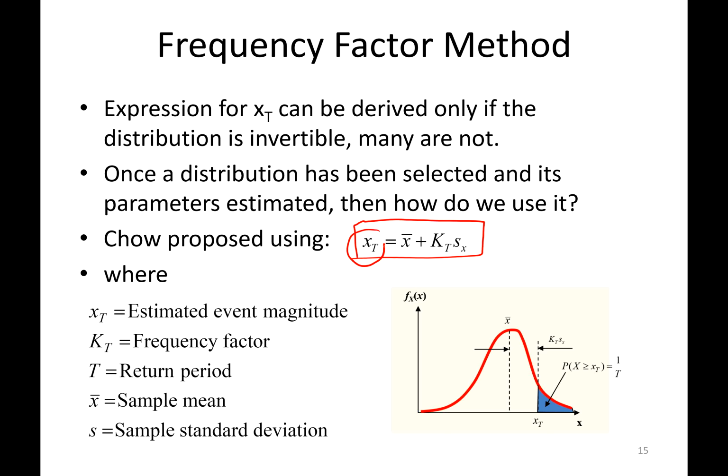The frequency factor method gives us this expression. This is again our discharge corresponding to a certain return period. This is our sample mean. This is our sample standard deviation. All we have to do is find out this kt. So k is the frequency factor corresponding to a t-year return period. The question then is, how do we find kt?